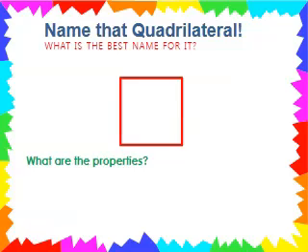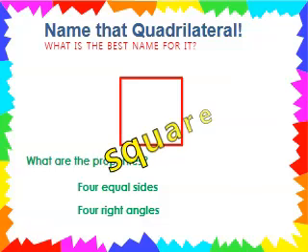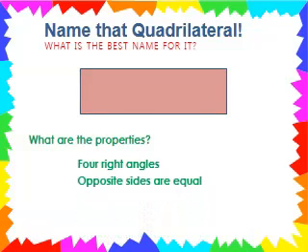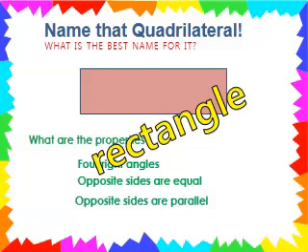Now what can we say about this? What are the properties in this figure? As you can see, it has 4 equal sides and 4 right angles, so it's a square. And now what's this? What are the properties in this figure? It has 4 right angles, opposite sides are equal, and opposite sides are parallel, so this is a rectangle.